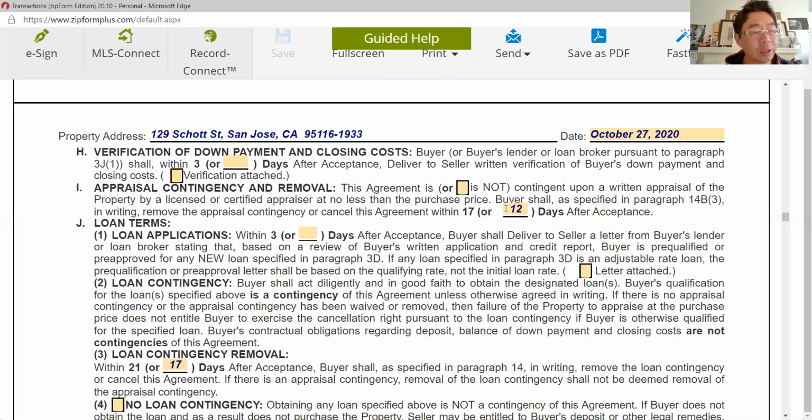You understand? This contingency, we already went through the loan contingency. Later it's going to be here also, so you're going to see it. Now we're talking about the appraisal contingency. As soon as our offer got accepted, we are under contract. You're going to spend $600 for the appraiser to go to the house and appraise the house value. And if the price is similar, close, that'll be fine.